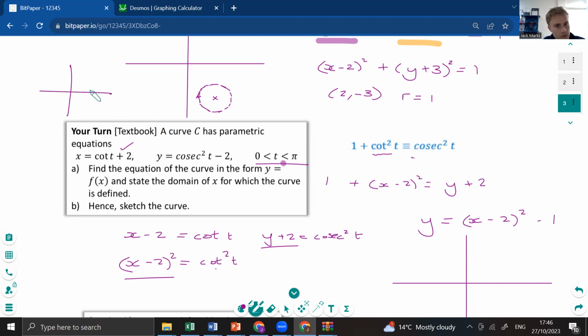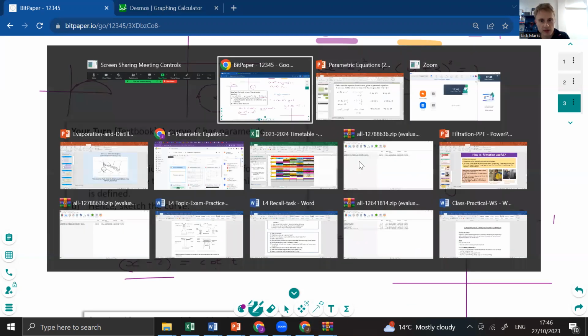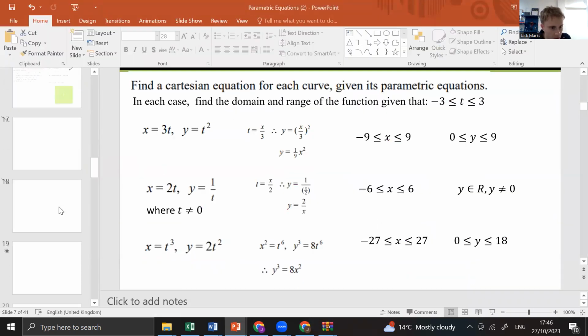So it comes from a sine graph, doesn't it? So 1 over sine. So a sine graph goes up to 90 and then 180. So I'm only going to be able to get positive values. That's what this is telling me. So hence sketch the curve. So this question is definitely more difficult than it first looked.